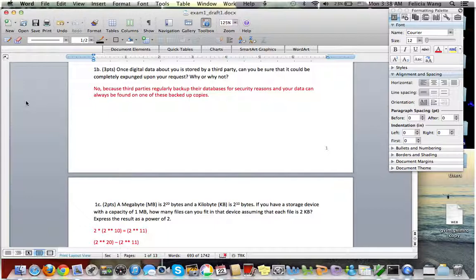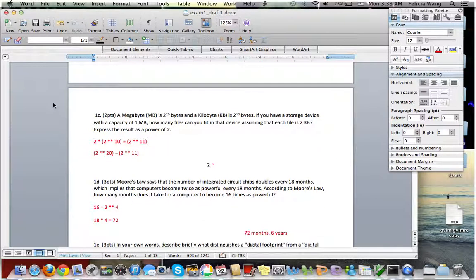Alright, so 1B, once digital data about you is stored by a third party, can you be sure that it can be completely expunged upon your request? Why or why not? This was from Blown to Bits, it was in your homework, so it should be pretty self-explanatory. No, because third parties regularly back up their databases for security reasons, so basically when your copy is out there, you don't know if a backup of that containing your information has actually been deleted or not.